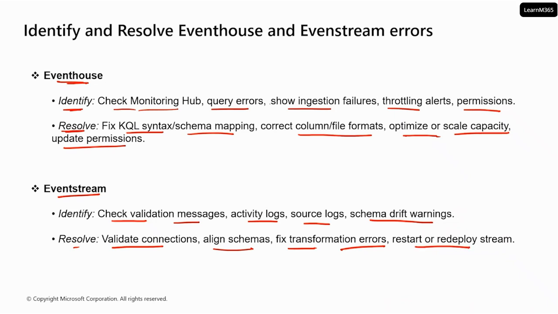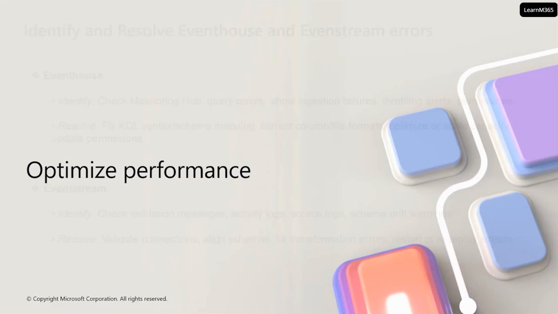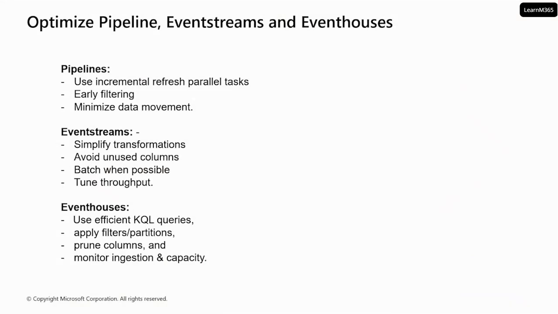So these are the ways in which you can identify and resolve all these event house and event streams errors which may come up. Same way for optimizing the performance also. Basically, if I talk about the optimization of the performance for a pipeline, for the event streams, or for the event houses, how you can optimize is what we are discussing.